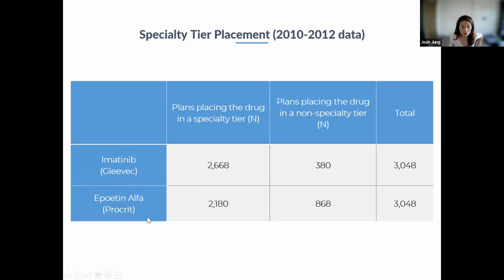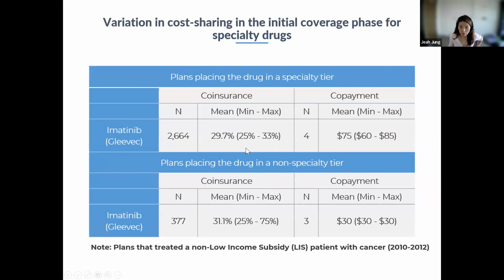For these two drugs, the plans placed each drug in a specialty tier, more than 2,000 plans out of 3,000 plans. And this is just the opposite, the plans that didn't use specialty tiers. And then you can also get cost sharing information.